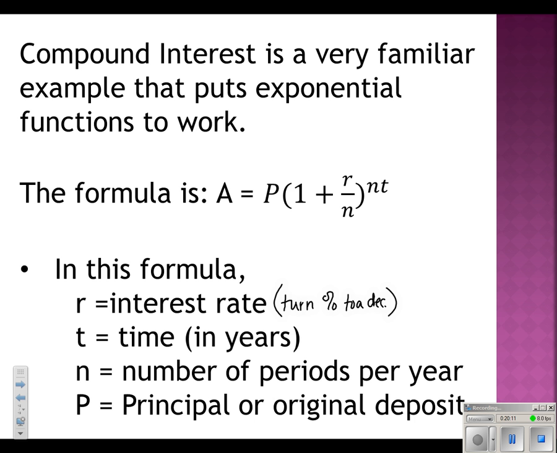N is the number of periods per year. That will change based on whether you're going to calculate interest quarterly, which would be 4 times a year, or monthly, which would be 12 times a year. Weekly, I doubt that you would ever get compound interest weekly, but there are 52 weeks in a year if you should happen to need that information. P in the formula is your principal, or the original amount of your deposit. So that's the money part.